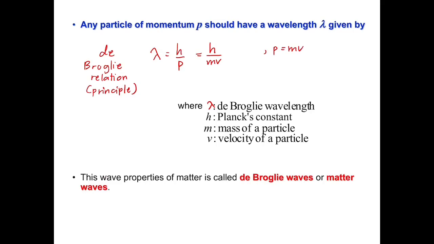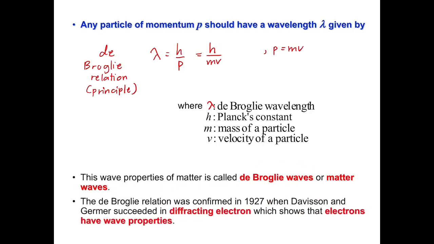This wave property of matter is called de Broglie waves or matter waves. The de Broglie relation was confirmed in 1927 when Davisson and Germer succeeded in diffracting electrons, and the experiment shows that electrons have wave properties. You will study more about this experiment in 10.2.